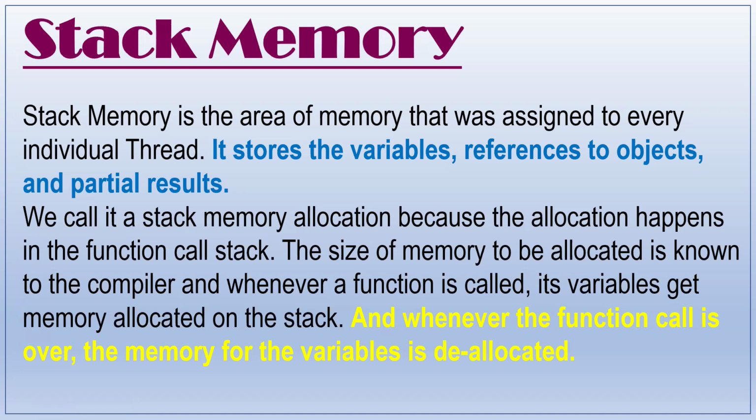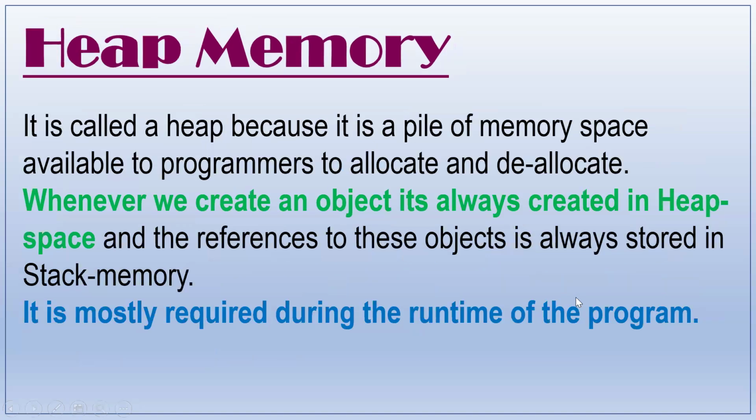The size of the memory to be allocated by the stack is known to the compiler. Whenever a function is called, first of all, it is known to the compiler how much memory it is going to allocate. Second, whenever a function is called, its variables get memory allocated on the stack, and whenever the function call is over, the memory for the variables is deallocated. We will see this practically also, but first let me cover the heap memory.